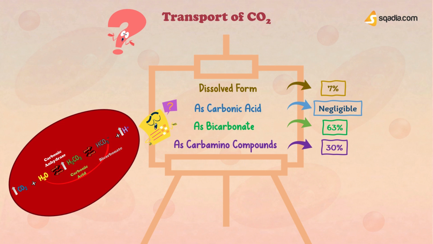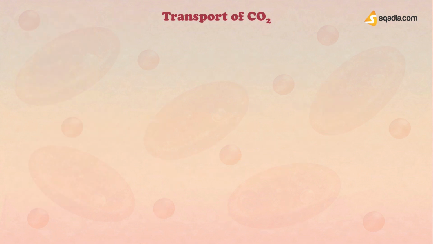Well, hemoglobin can transport both oxygen and carbon dioxide at the same time. This is because they bind to different sites on the hemoglobin molecule. Whereas carbon monoxide, if you remember, competes with oxygen for the same binding site, hence decreasing the binding of oxygen and causing severe poisoning. Now, let's have a closer look at all of these forms one by one. Starting off with the dissolved form.